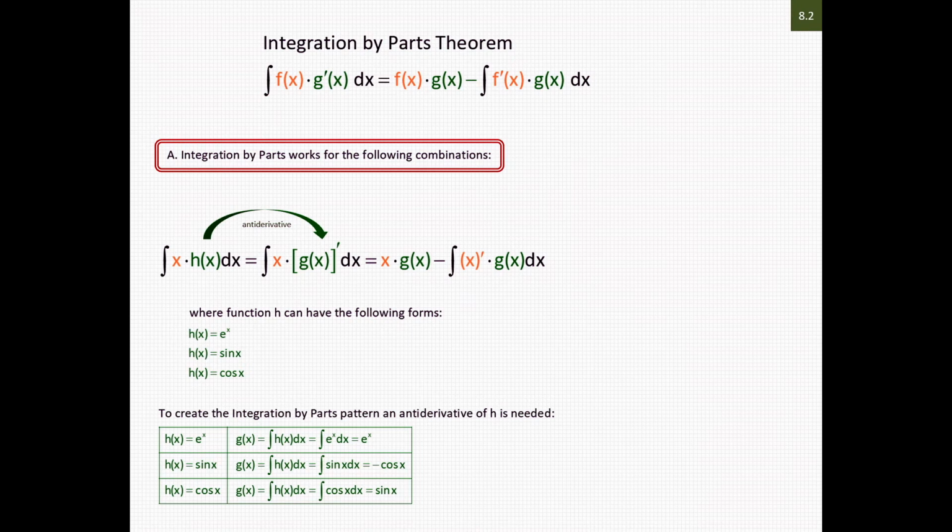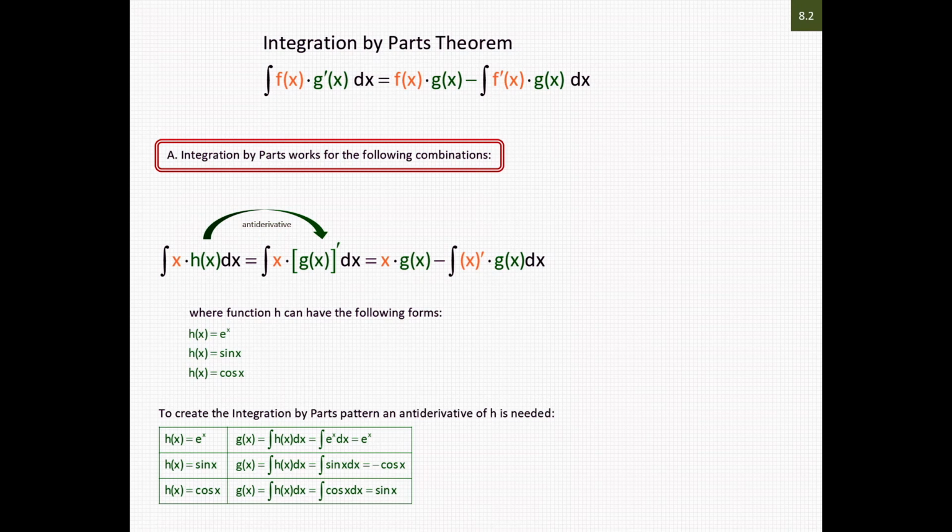Integration by parts works for the following integrands: the product of x and the function h, where h of x can be either e to the power of x, or sine of x, or cosine of x. To create the integration by parts pattern, h of x is replaced by the derivative of function g. You find function g evaluating the antiderivative of function h.